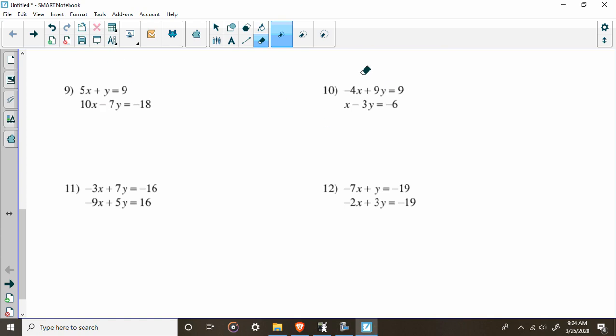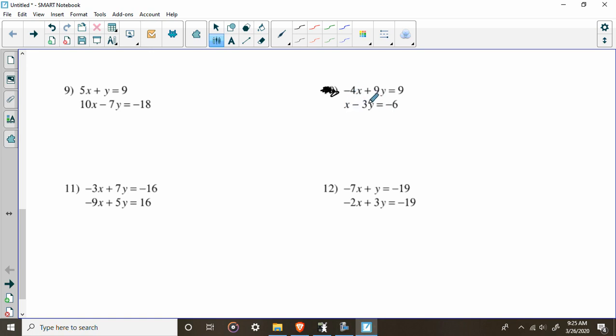So for number 10, let's take a look. And again, the hardest part for a lot of you guys is that this is going to require a little bit of free thought. It's not going to be, hey, you have to do this, then this, then this. You're going to have to analyze the situation and figure out the best route to get to your solution. So here, you see this x by itself. Let's multiply this whole equation by 4. Then I have negative 4 and positive 4.